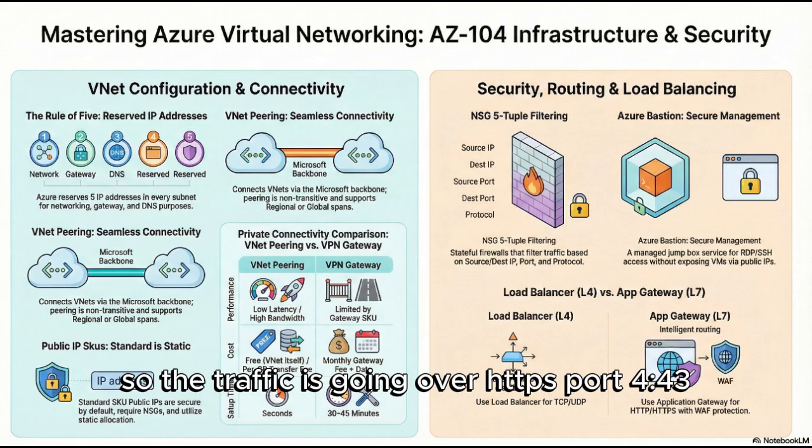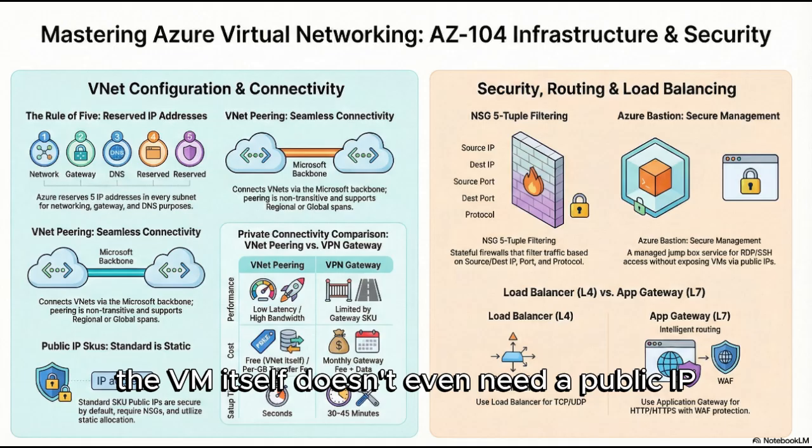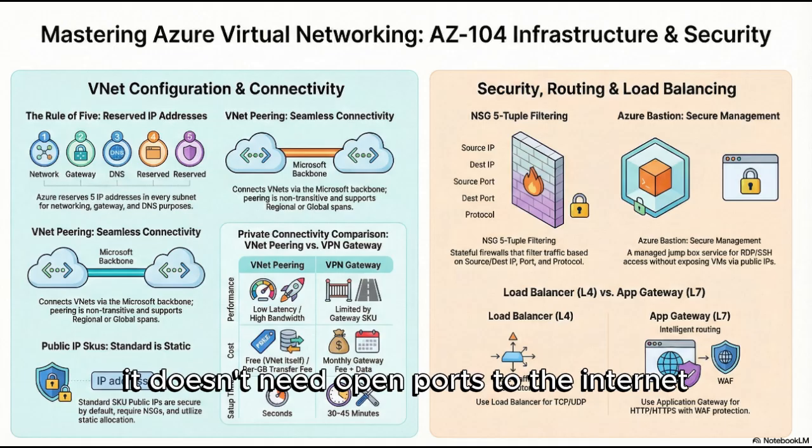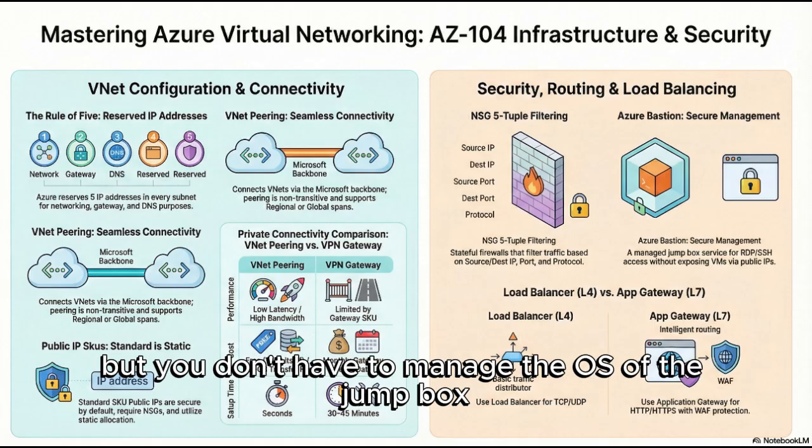So the traffic is going over HTTPS, port 443. Correct. Encrypted web traffic. The VM itself doesn't even need a public IP. It doesn't need open ports to the internet. The Bastion host acts as the middleman or the jump box, but you don't have to manage the OS of the jump box.